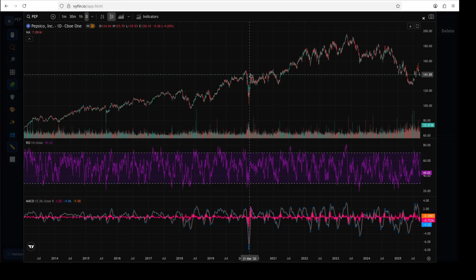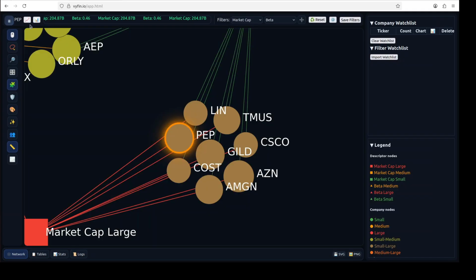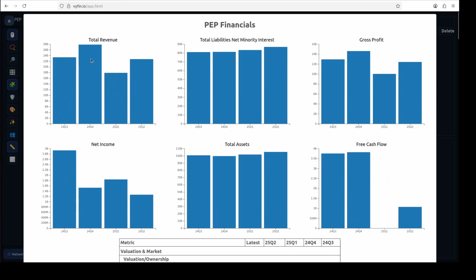Okay. And let's take a look at their financials. Total revenues sort of faltered off. Free cash flows really restricted. Net income's fallen off. So not the best books, and the charts sort of confirm that as well.